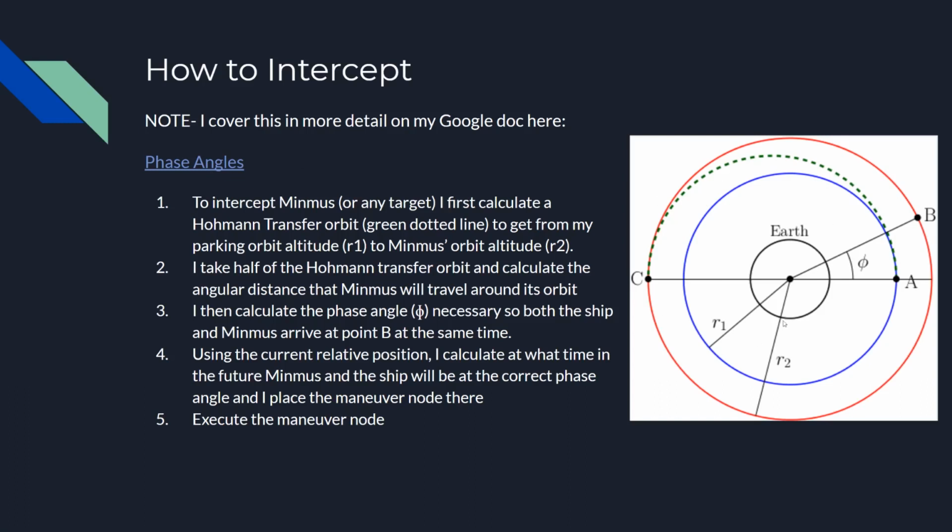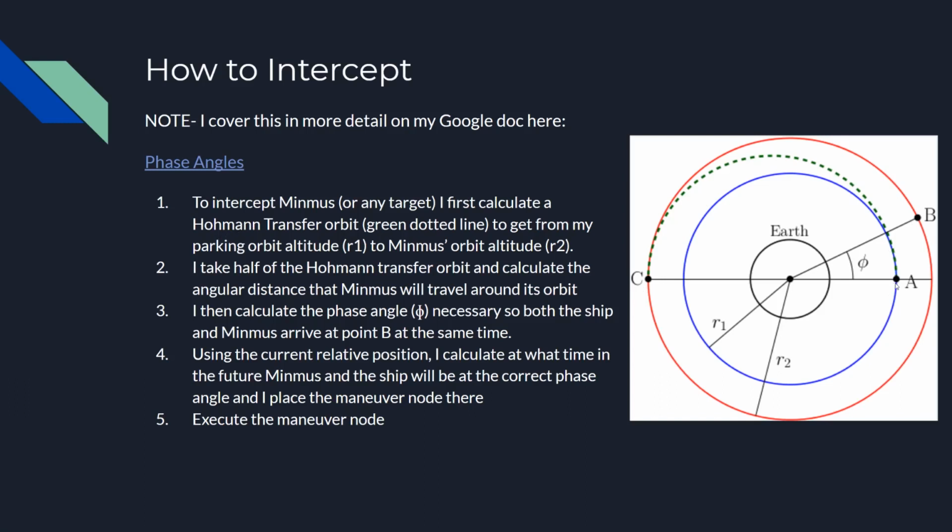Second of all, I want to talk about what this diagram here represents. This will be Kerbin. The blue line is our parking orbit. Our ship will be at A. Our target Minmus will be in the red, and it's this point B. And then this green dotted line is the Hohmann transfer.